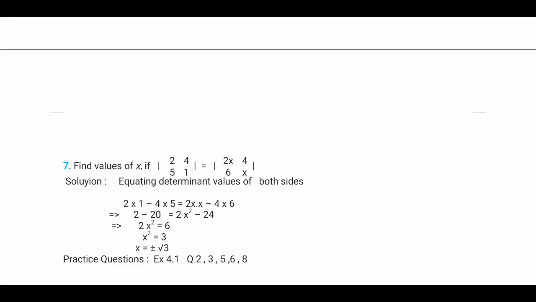Here two determinants are equal, so we are finding their determinant values. On the left hand side we get 2 into 1 minus 4 into 5, and on the right hand side it is 2x into x minus 4 into 6, that is 2 minus 20 is equal to 2x square minus 24. So 2x square is 6, so x square is 3, we get x is equal to plus minus root 3. In this manner you can solve other questions also.